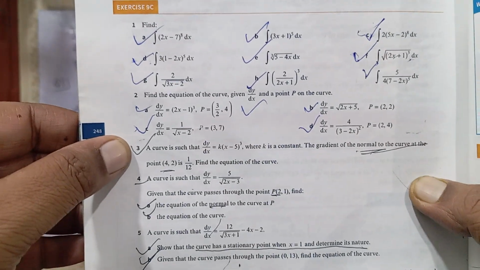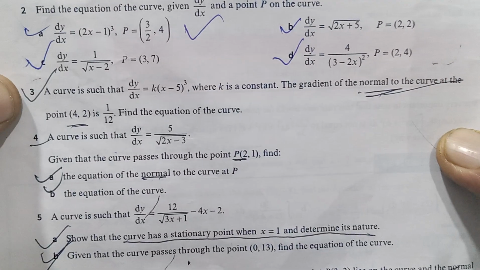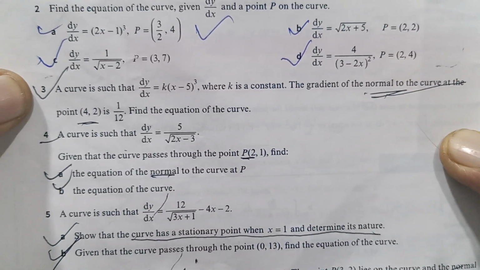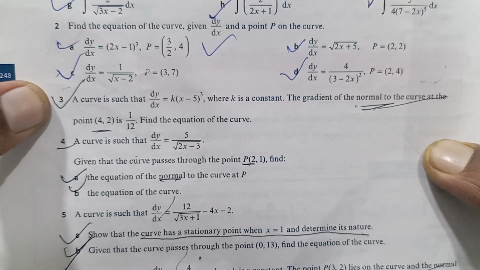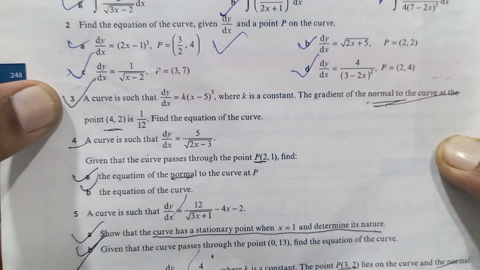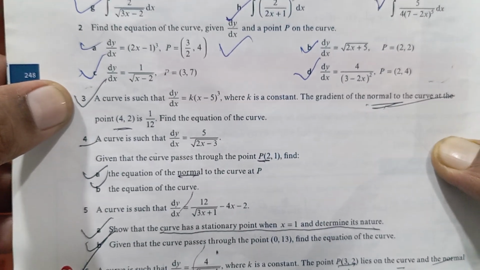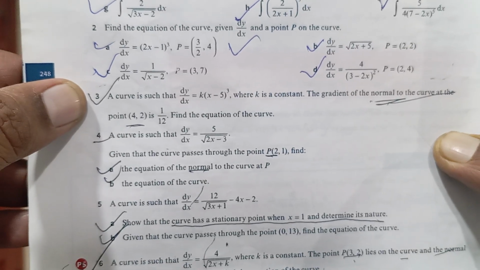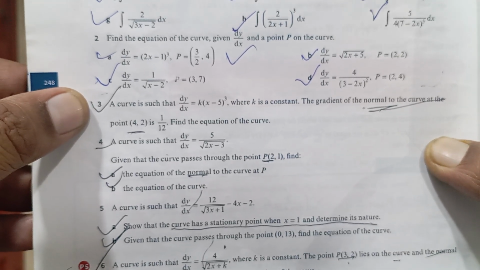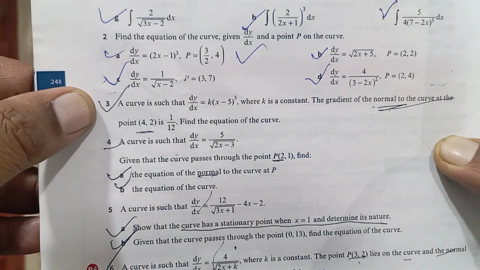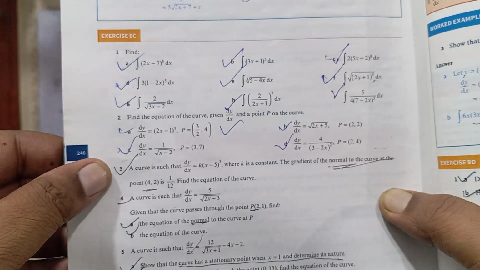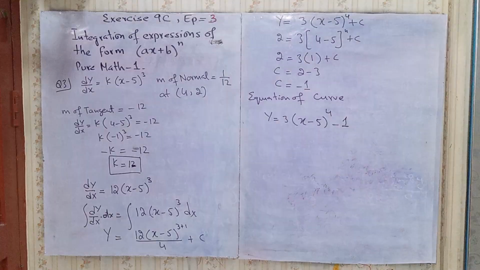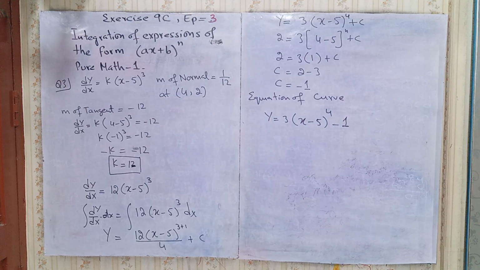So this is exercise 9C, and I'm working on question number 3. A curve is such that dy/dx equals k(x minus 5) whole raised to power 3, where k is a constant. The gradient of the normal to the curve at the point (4, 2) is 1/12. Find the equation of the curve. Let me show you how this is done.